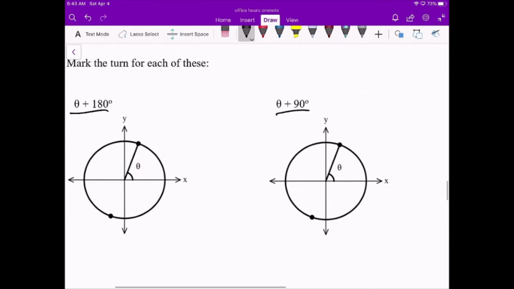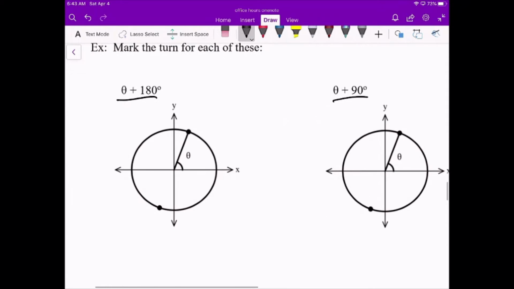So theta plus 180, remember when we're measuring our angles, we start here, so there's theta, and I need to add 180 degrees to that. One thing that makes it easier to see 180 degrees is mark a little line like that, and we just keep turning, keep turning, keep turning, and there's theta in black plus 180 in red, and theta plus 180 would be right here.